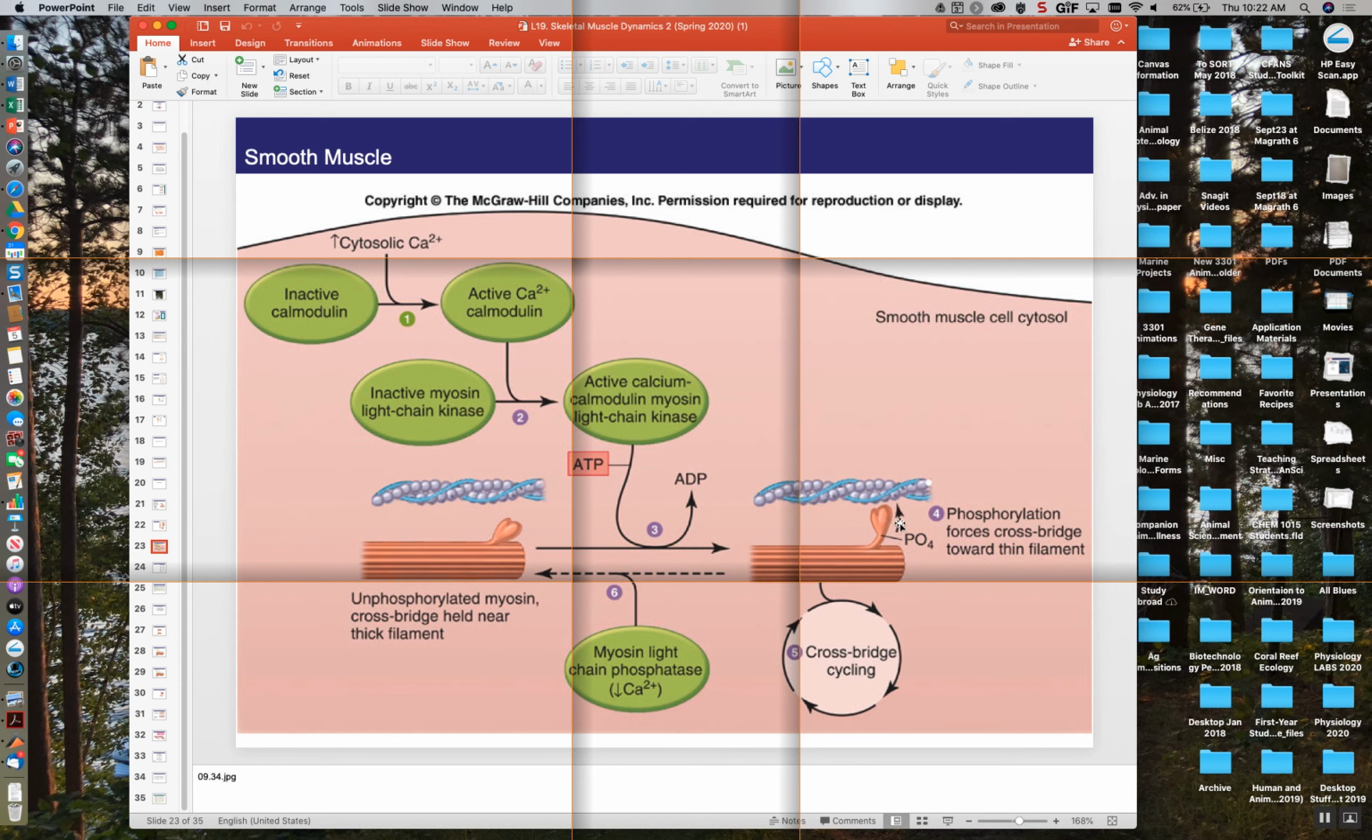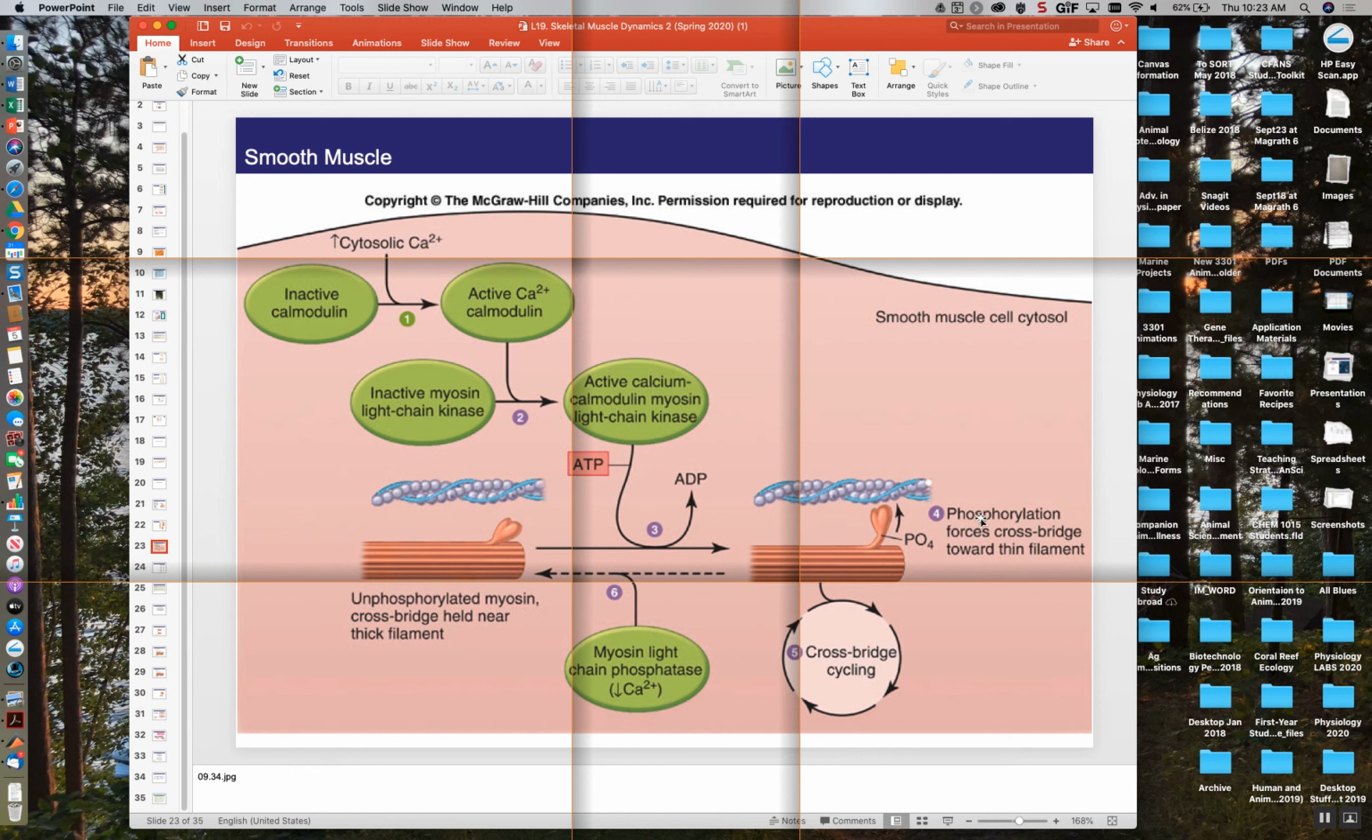So once it's phosphorylated and the myosin head can now interact with actin, cross-bridge cycling can occur, just like we've talked about before. The myosin heads ratchet the actin together, and the muscle contracts in all directions. Usually it's wrapped around a vessel or a tube like the small intestines.